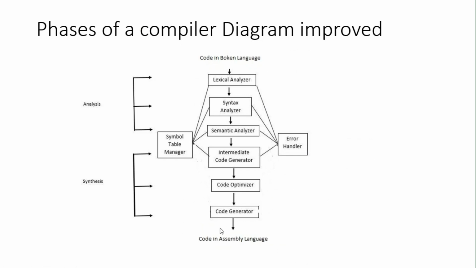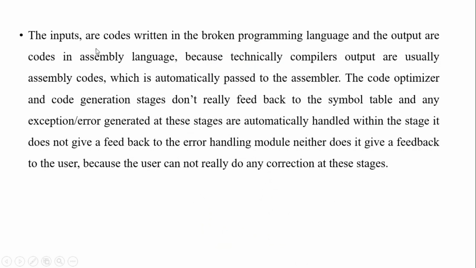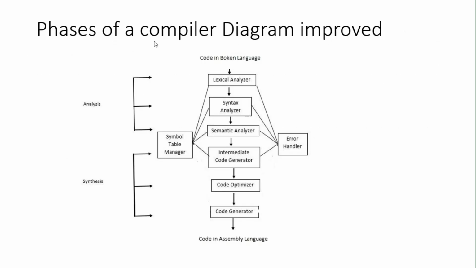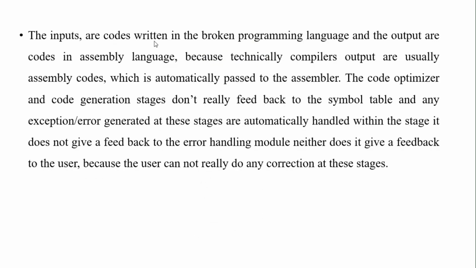Just for a little bit of read up, let's say the inputs are code written in the programming language that we are going to be developing in this research, along with the compiler, and the outputs are code in assembly language. Very, very basic. Because technically, a compiler's output is usually assembly code, which is automatically passed to the assembler.